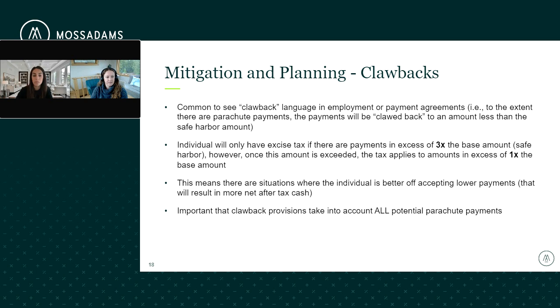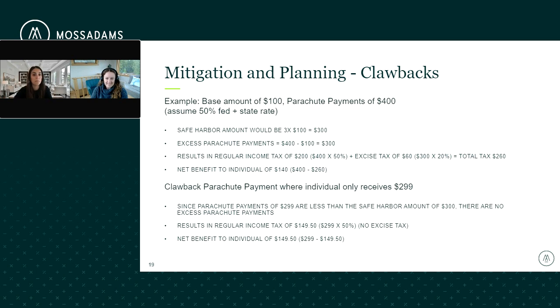I'm going to quickly go through a very basic example of how a clawback would apply and that net benefit after tax. So in this example, say you have a base amount of 100 and parachute payments of 400. Again, we're going to assume about 50% federal, state, regular income taxes. And then we've got the 20% excise tax on top of that. So the safe harbor amount would be 3 times the 100 base amount, so 300. And then the excess parachute payments: since the parachute payments of 400 exceed the 300, the excess parachute payments is everything over, again, 1 times, so the 100. So we've got 300 of excess parachute payments.